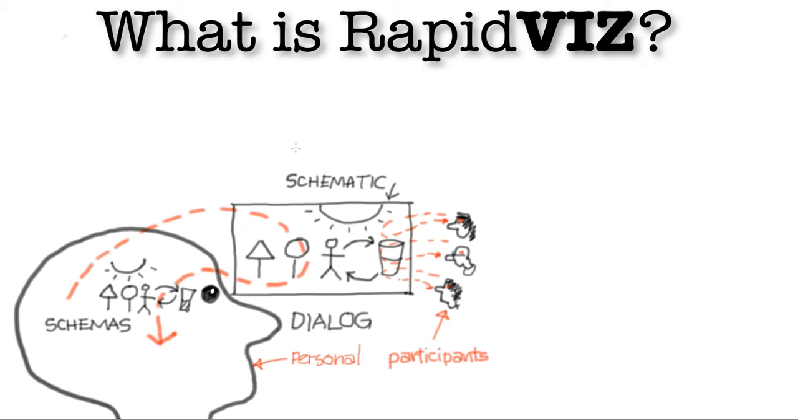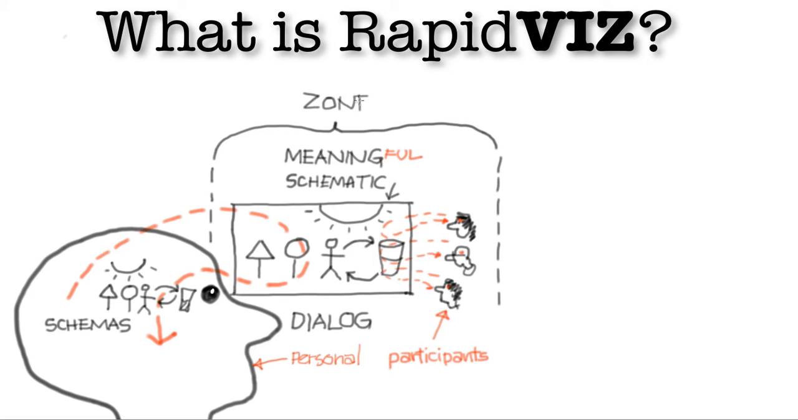The key here is meaning. The symbols you draw on a paper represent meaningful things to them, and the problems and concerns and the situations that they're dealing with. The paper or the board becomes an outer expression of these internal thoughts. But there's a line between one side and the other, and we'll call that the zone. That's the optimal zone of RapidVIZ.